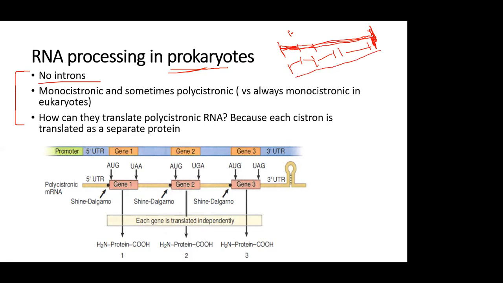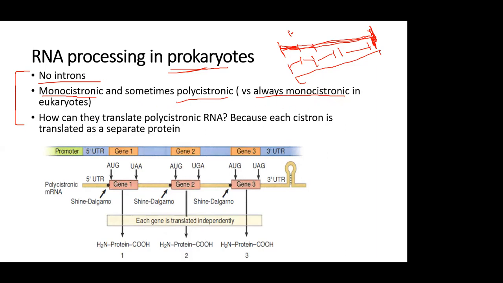Or it could be just one gene in the prokaryotes. So there are no introns. It can be monocistronic or sometimes polycistronic, like multiple genes to be transcribed and translated as well. While in humans, it's always monocistronic. It's one gene. Each time the polymerase goes, it's just one gene.